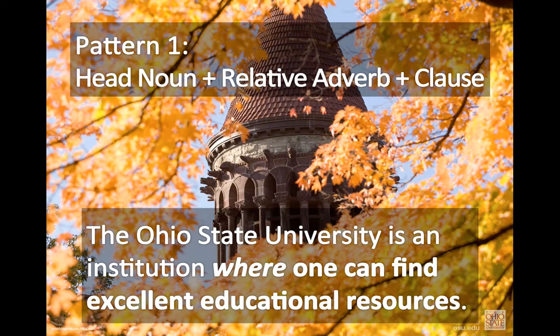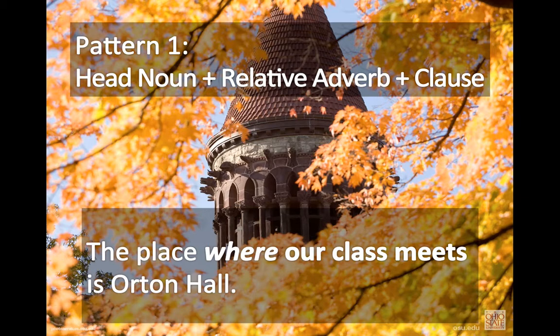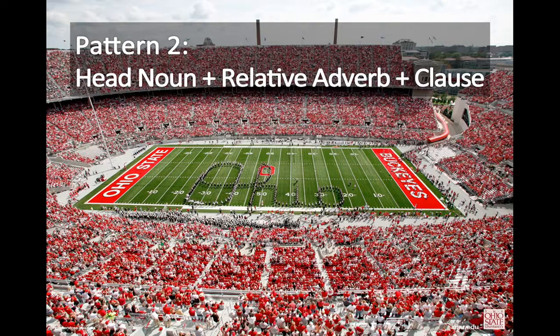Another example, the Ohio State University is an institution where one can find excellent educational resources. When the context is more formal, we tend to use pattern 1. Finally, the place where our class meets is Orton Hall. In situations where the head noun, in this case the place, is the subject, we would tend to use this pattern as well. These are the contexts in which we use pattern 1.